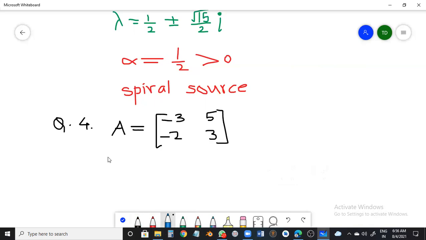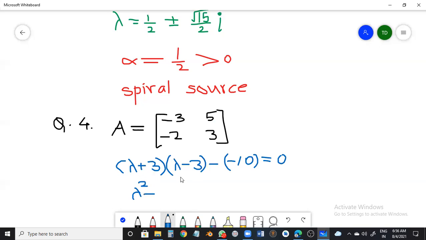So let us directly write down the characteristic polynomial as lambda minus the first row first column entry, that is minus 3, so it becomes lambda plus 3, multiplied by the second diagonal entry, that gives you lambda minus 3, and from that you subtract the product of the off diagonal entries, that is minus 10, and it is equal to 0. So calculate it. What does it become? Lambda square.